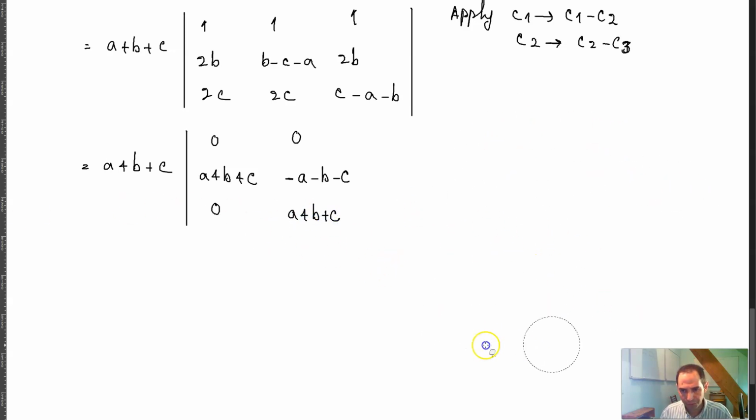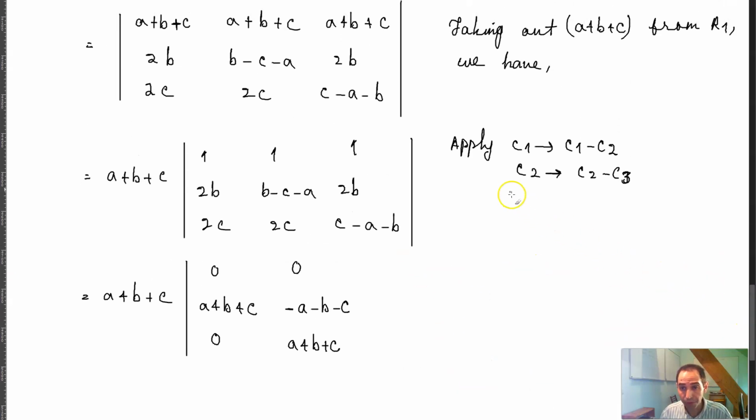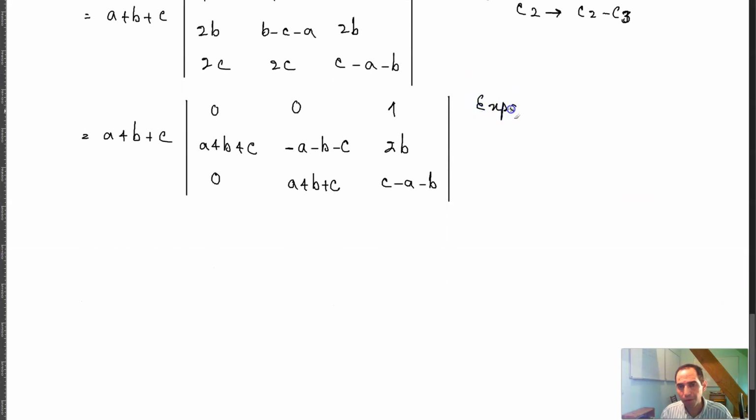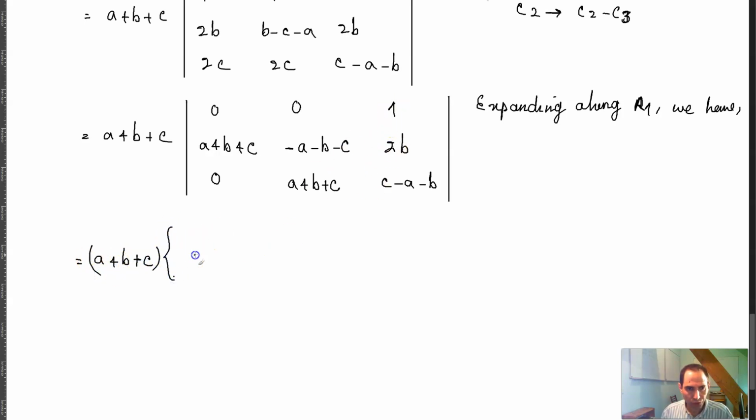And therefore, column 3 remains the same, so you have 1, 2B, C minus A minus B. And now expanding along row 1 because you have two zeros here, we have A plus B plus C times 1. Negative 1 raised to the power, this is the first row, the third column, so to the fourth power, times 1, which is the whole thing becomes just the 1.